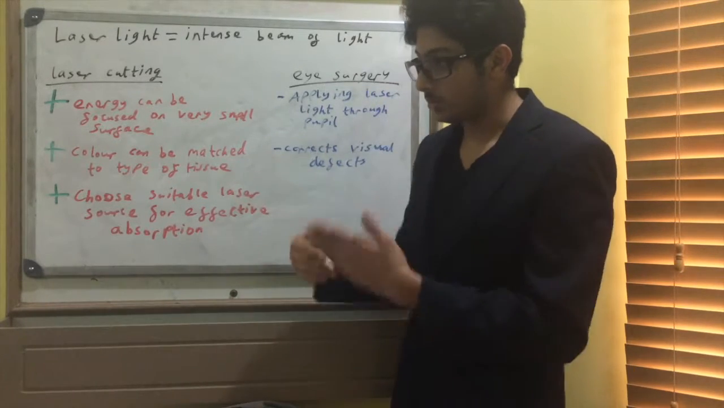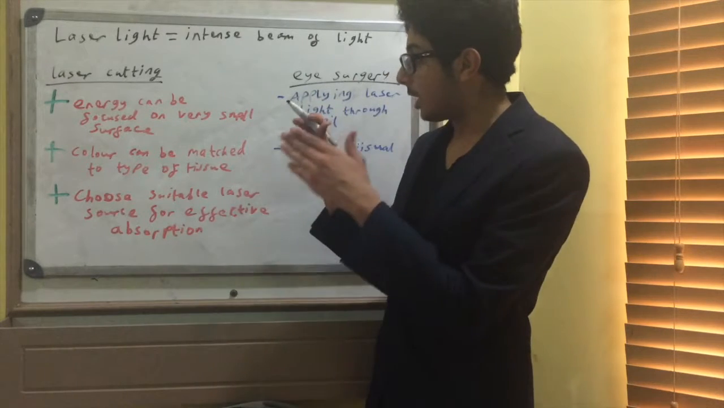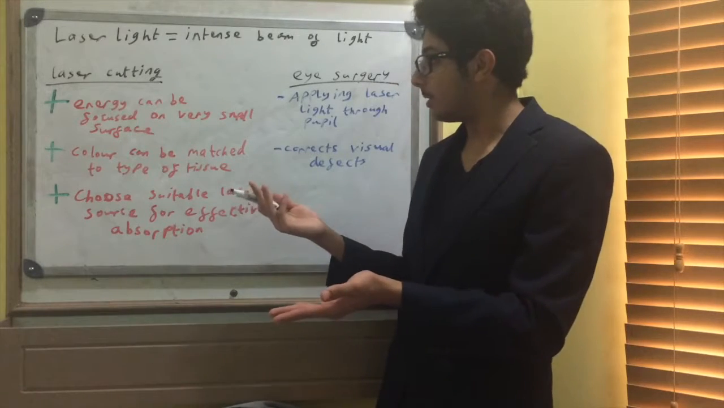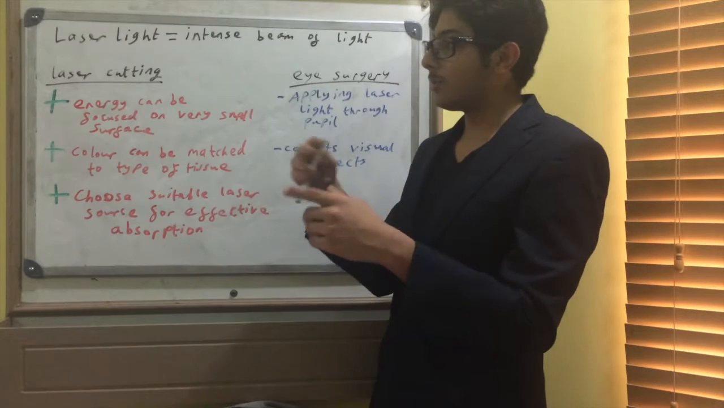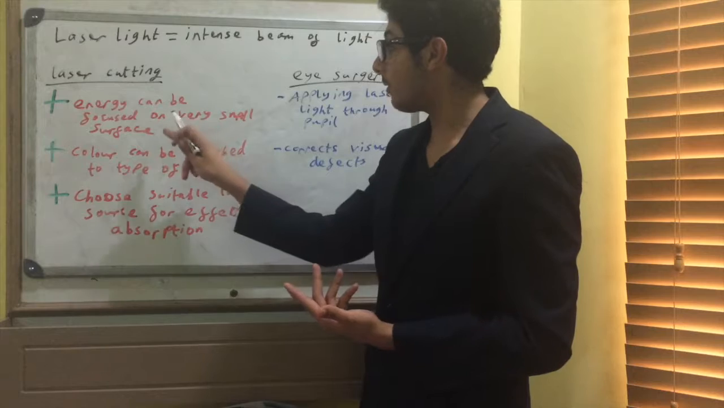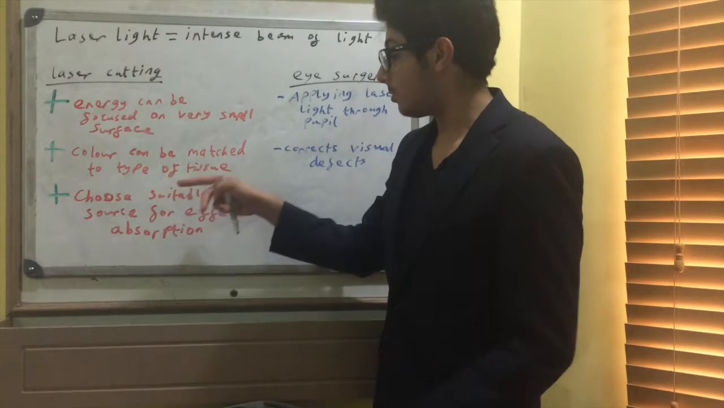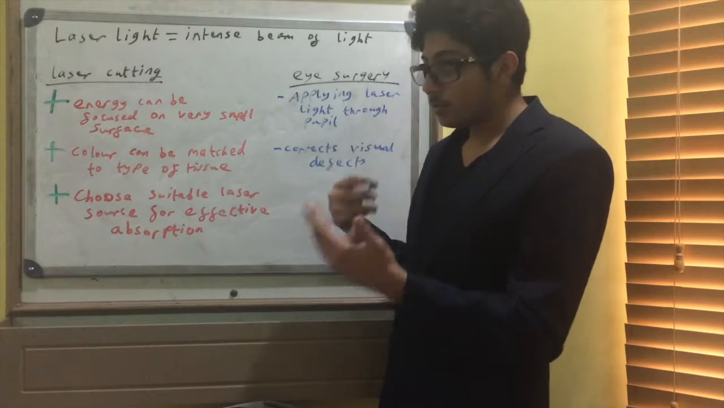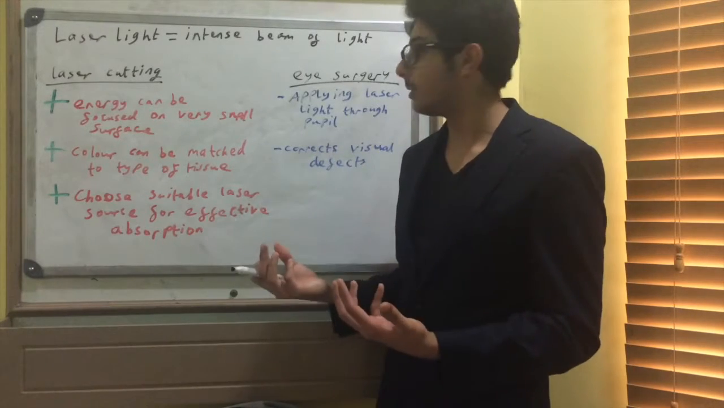Laser cutting, that's pretty self-explanatory. Use lasers to cut objects, usually metal. And the good thing about laser cutting is the energy can be focused on a very small surface. So then you can use it in surgery. Like with the endoscope as well, like to, say, cut away a damaged tissue. And on a very small surface, so it's more accurate. Now also the color of the laser can be matched to the type of the tissue. And you can choose a suitable laser source for more effective absorption of the actual laser.